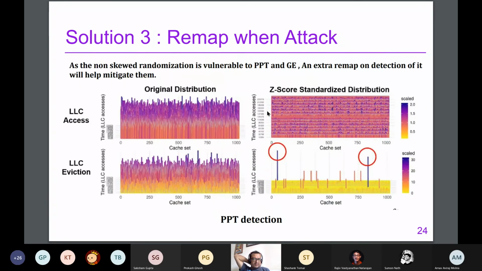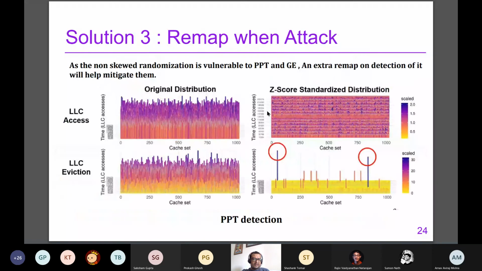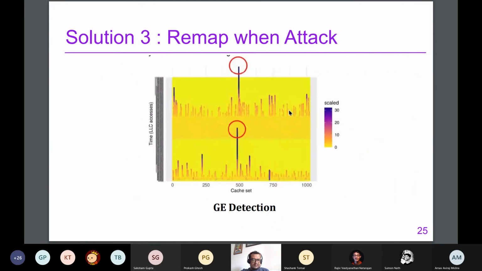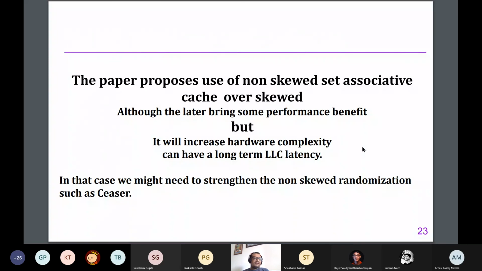Go back. Yeah, this slide. Yeah, slide number 23. Yes, 23. That's not actually required, right? See what exactly this is. The paper proposes use of non-skewed set associative caches over skewed, although the latter brings some performance benefit. Then there is some big but. It will increase hardware complexity, can have long LLC latency. Full stop. What is this? In that case, we might need to strengthen the non-skewed randomization such as seizure. This is just a waste of time, right?